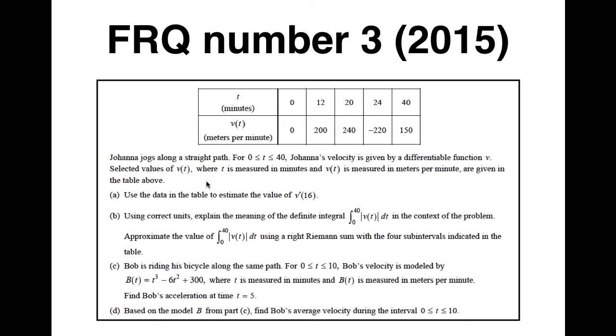Johanna jogs along a straight path. For t between 0 and 40, Johanna's velocity is given by a differentiable function v. Selected values of v of t, where t is measured in minutes and v of t is measured in meters per minute, are given in the table above. So we'll go straight to question A. Just before we do that, notice that the function v is differentiable, so that may be useful at one point. We have to pay attention to that. It's not just continuous, it's also differentiable.